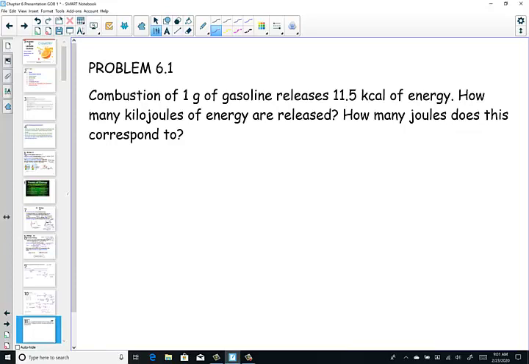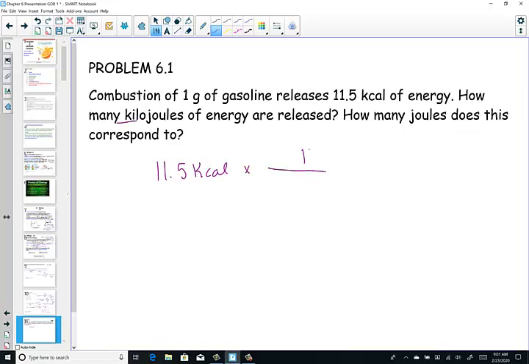A combustion of gasoline releases 11.5 kcals of energy. So that's the number of kilocalories for every gram of the gasoline that's burned. How many kilojoules of energy are released? How many joules does this correspond to? So the 1 gram is telling us the amount of energy, but it really doesn't play a role in the calculation. It's giving us kcals of energy, and we want to know kilojoules.